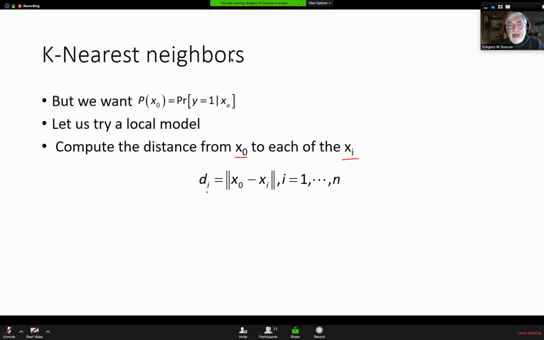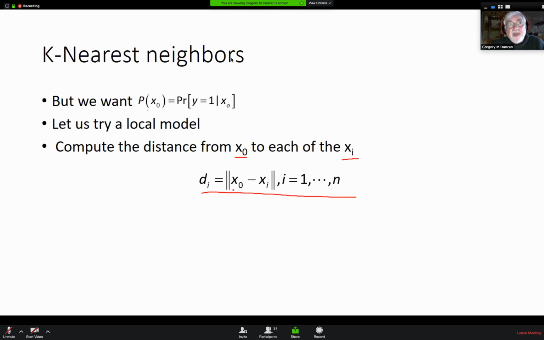Okay. And here is the distance. Now, in this case, I'm going to just take square distance. So this is going to be, say, the Pythagorean distance, the square root of the sum of the squares of those differences. Okay, that's going to be a distance.